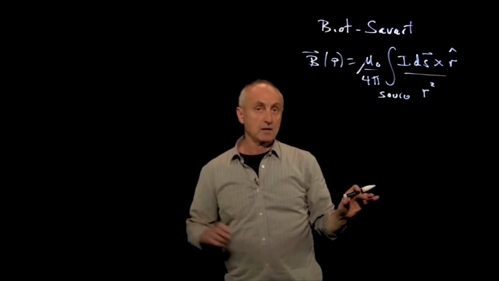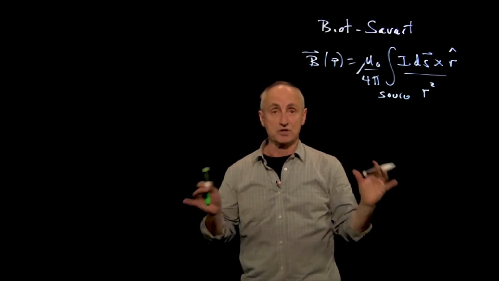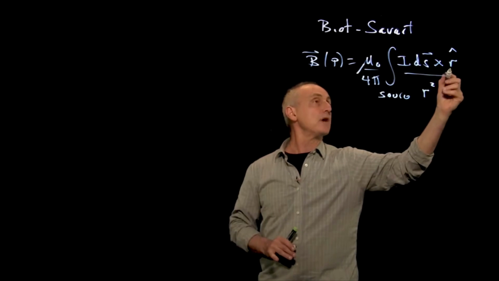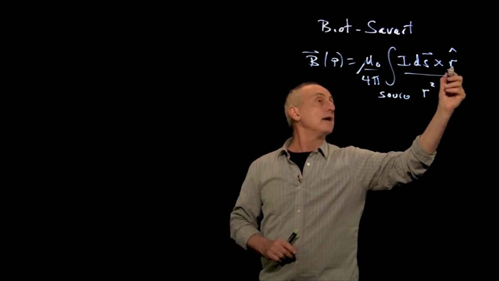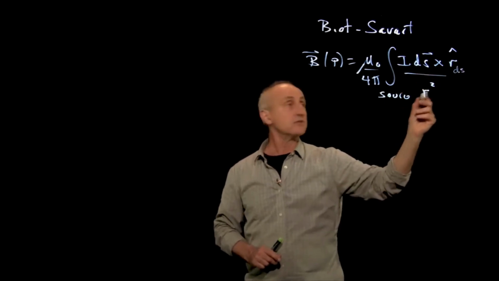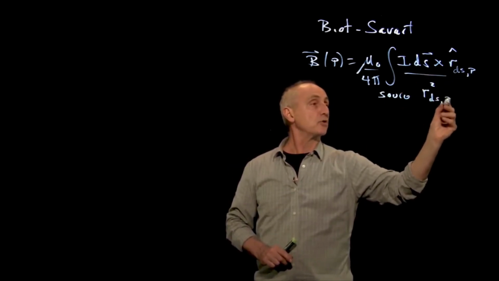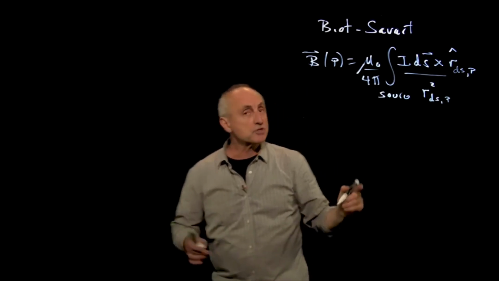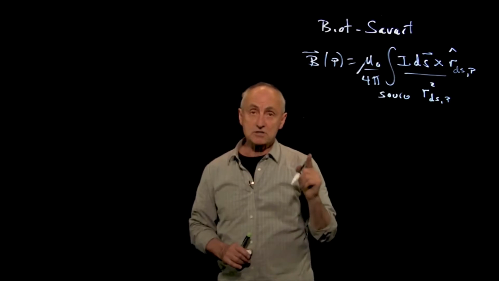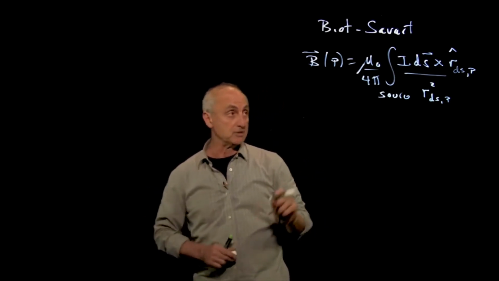Now, right away, lots of people see this r hat and think, are we in spherical coordinates? Are we in cylindrical coordinates? This is an abstract r hat. It was the same type of thing we had in Coulomb's law. It's the unit vector that goes from our source ds to the field point P, and this is the distance from the source to the field point. Most of the time, nobody writes those indices there, but it does distinguish this from unit vectors in particular coordinate systems.